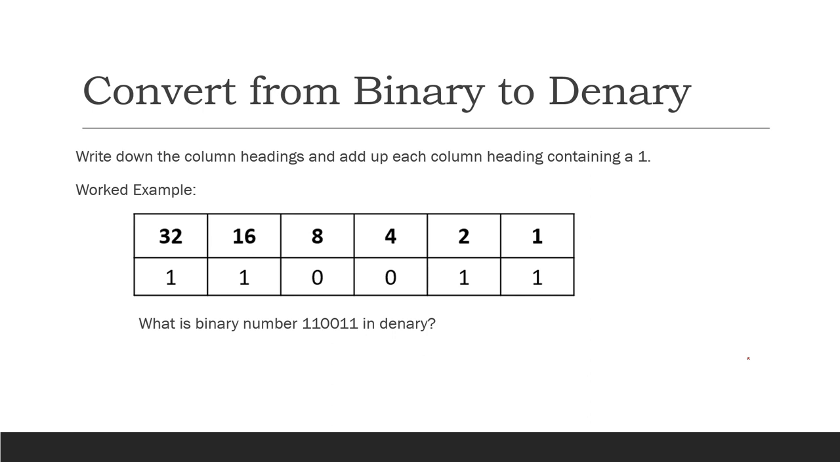So what is the answer? Well, the answer is 32 plus 16 plus 2 plus 1, which is 51. And the number you're looking at right here, in binary, this is 51 in denary.